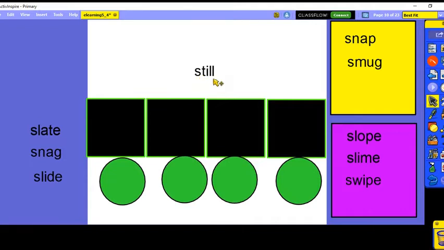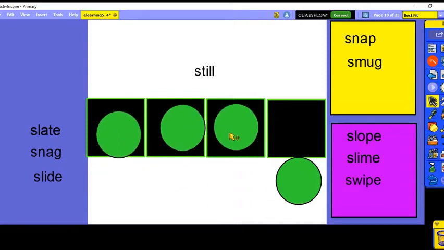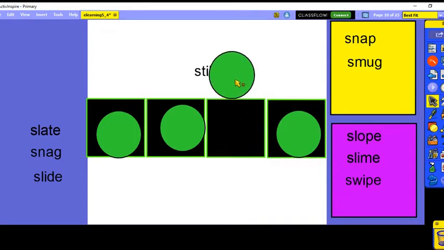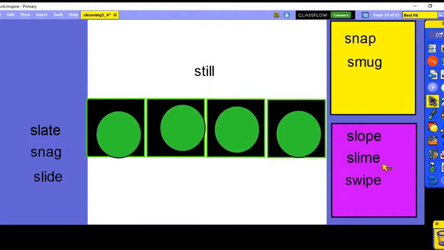This word is still. Let's say all the sounds that we hear in still. Still. Here's the vowel sound. I. Is I the long vowel sound or the short vowel sound? I is the short vowel sound.